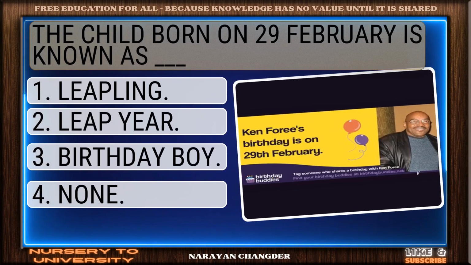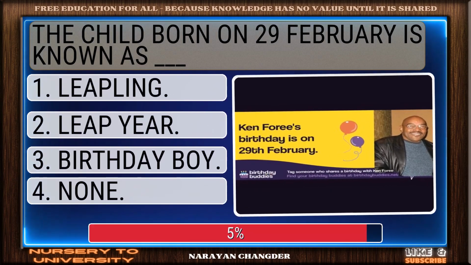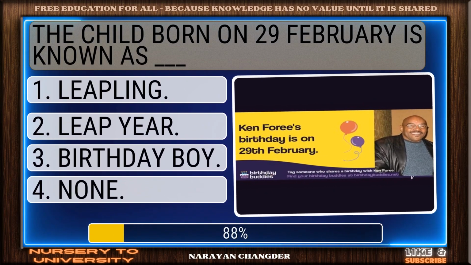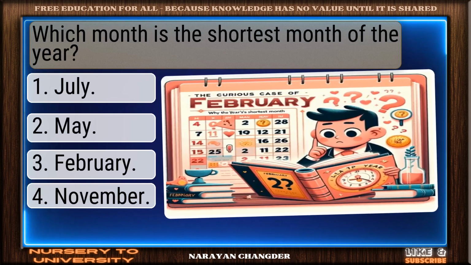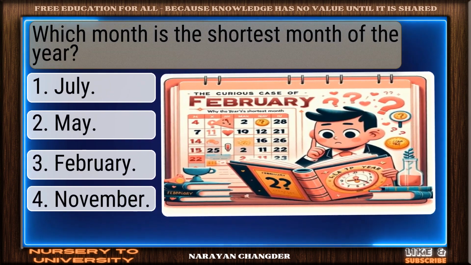A child born on the 29th of February is known as dash. Well done. Leapling is the right choice. Which month is the shortest month of the year?